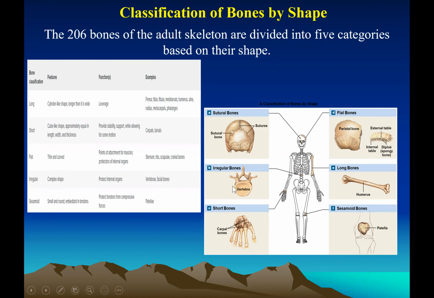Irregular bone is irregularly shaped. Your vertebrae are a good example of irregular bone. Sesamoid bones are small and rounded, and they are usually found in places of stress. So here's the patella of your kneecap, which is a sesamoid bone. The bones that are found in the sutures of your skull are called sutural bones.